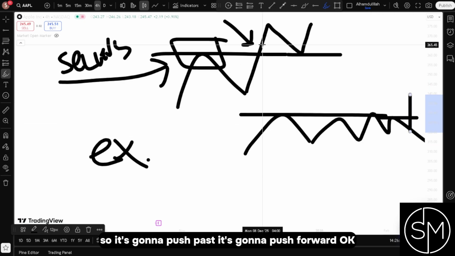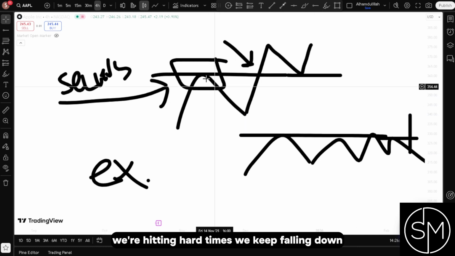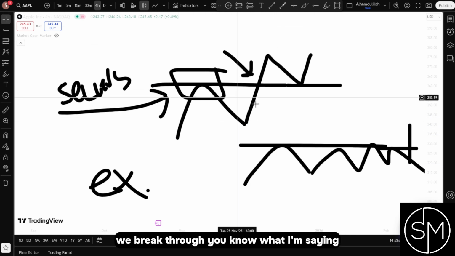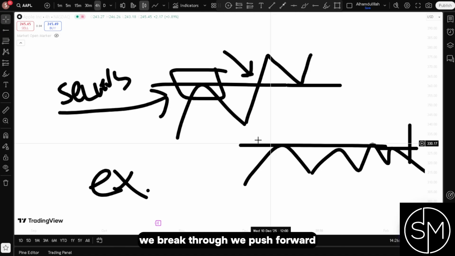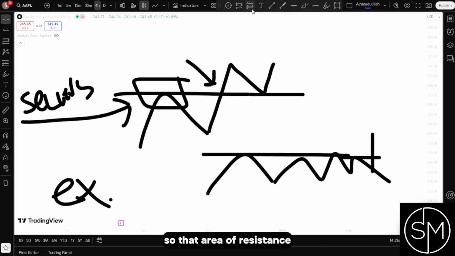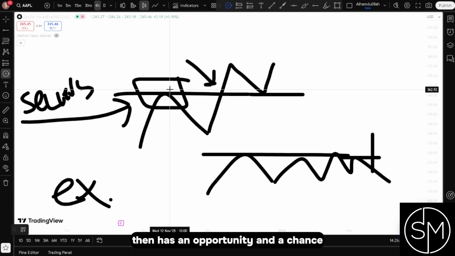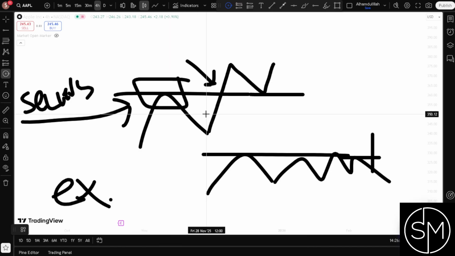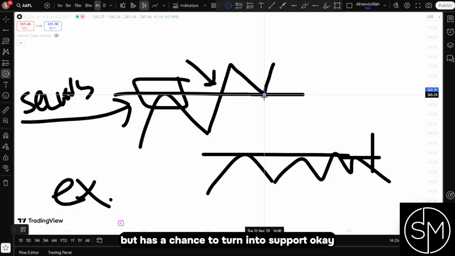So it's going to push past, it's going to push forward, just like we have to do in real life. We're hitting hard times, we keep falling down, we break through. You know what I'm saying? We break through, we push forward. So that area of resistance then has an opportunity and a chance, it's not going to do it every time, but it has a chance to turn into support.